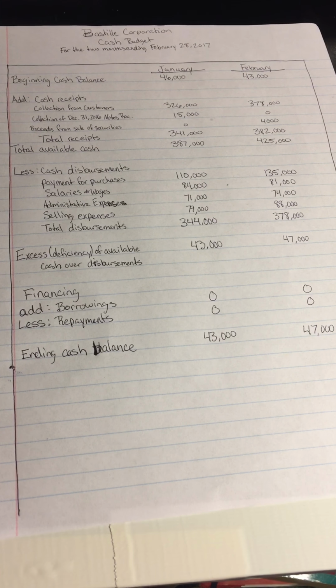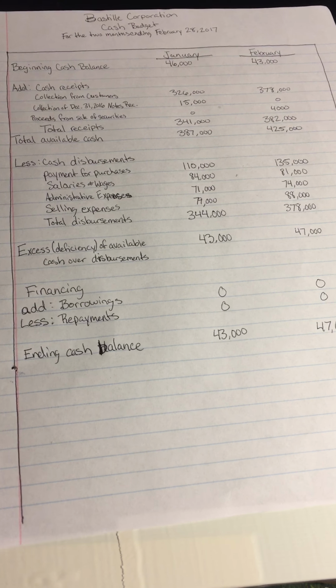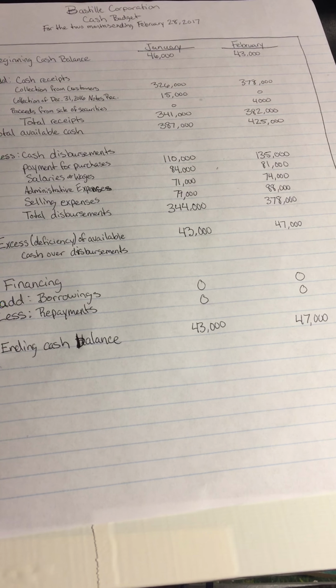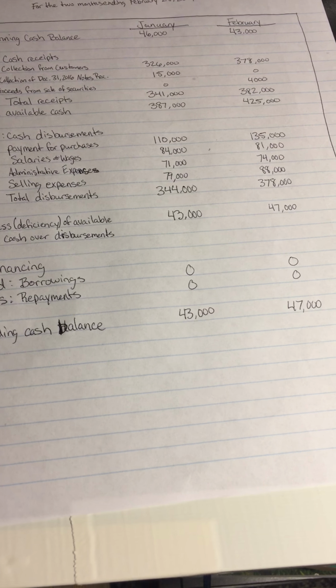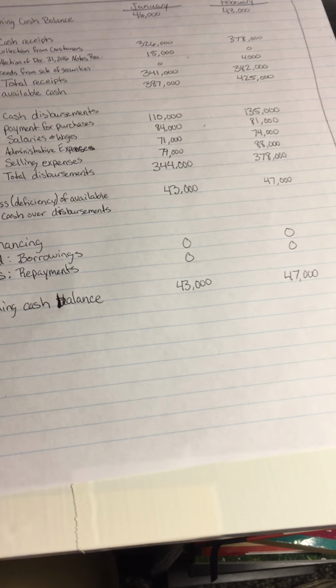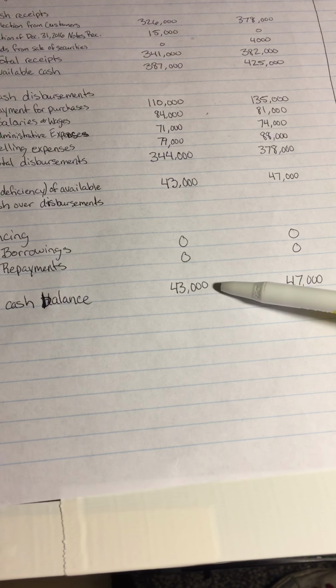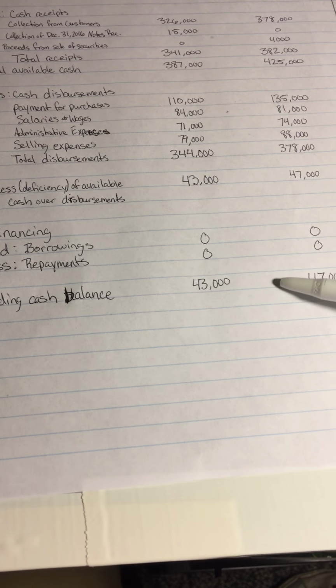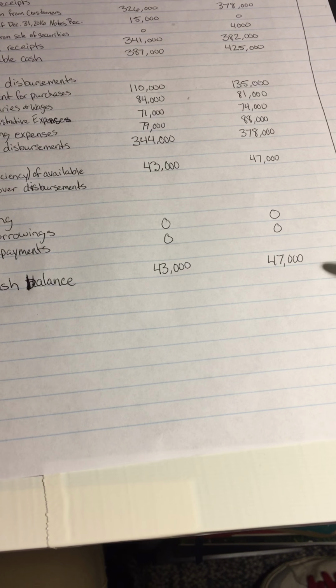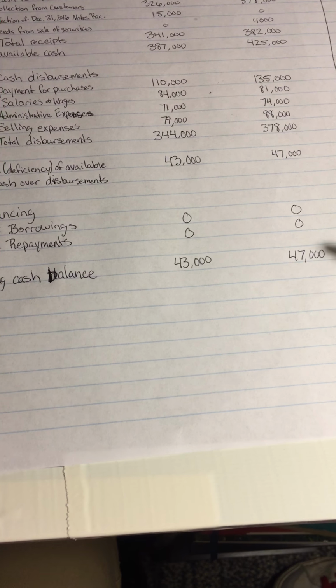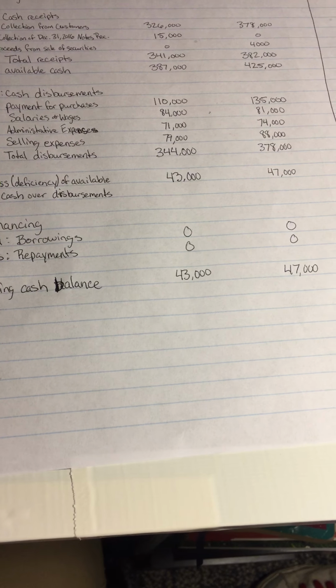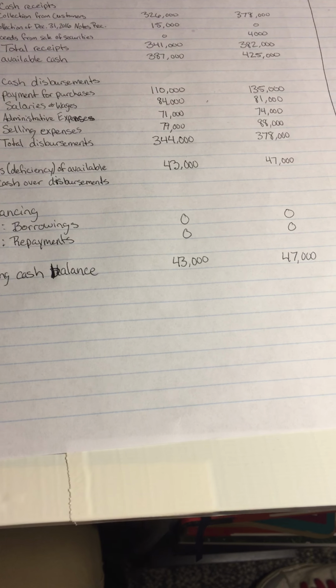Super important if you want to know how much cash you have in your company and if you need to borrow or if you have excess cash. And this one you do. They had $3,000 excess in January and $7,000 excess in February. That money could go towards investments or whatever.